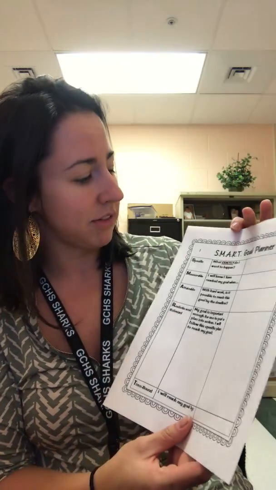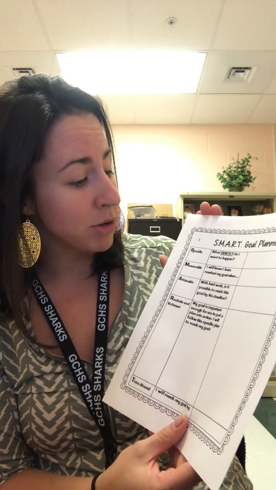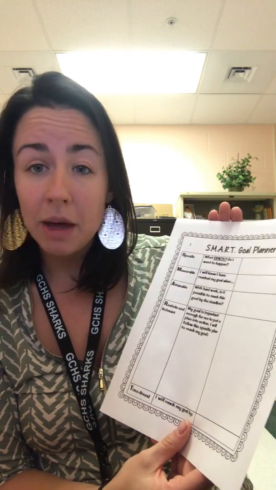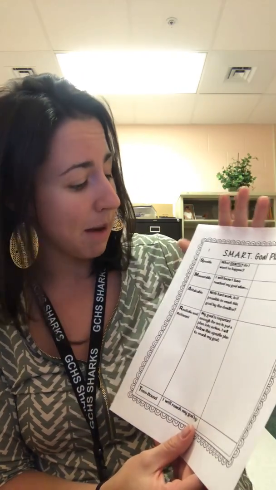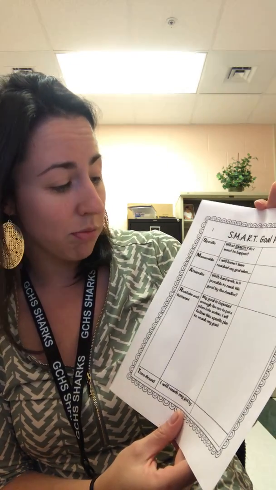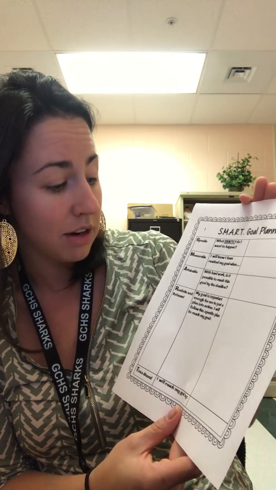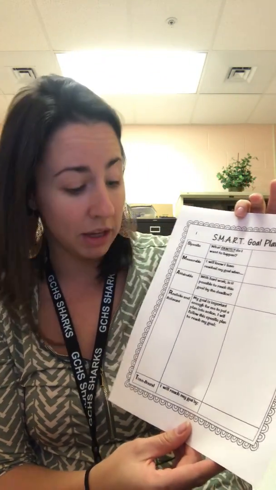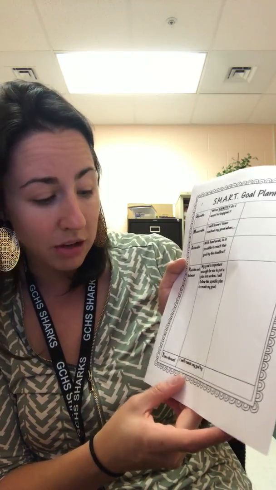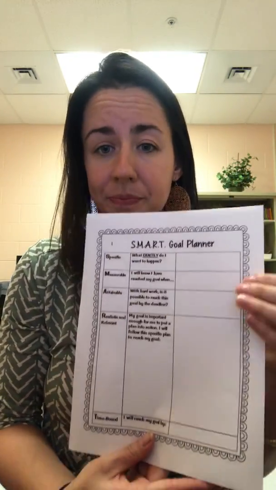SMART stands for specific. So what exactly do I want to happen? And M stands for measurable. I will know I have reached my goal when XYZ happens. A is for attainable. With hard work, is it possible to reach this goal by the deadline? R is realistic and relevant. My goal is important enough for me to put a plan into action. I will follow this specific plan to reach my goal. And T is for time bound. I will reach my goal by this certain date or within this amount of time.